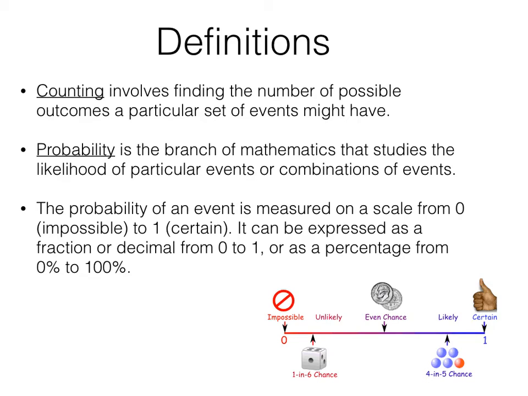Anyway, when you express that probability, it can be expressed as a fraction, a decimal from 0 to 1, or a percentage from 0% to 100%. And there's a spectrum of probability. Some things are extremely unlikely, some things are very likely, and sometimes you can actually calculate the exact probability of something.